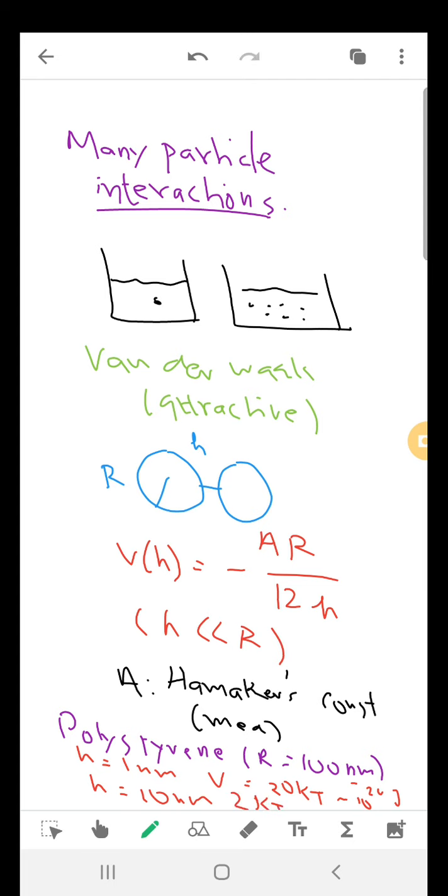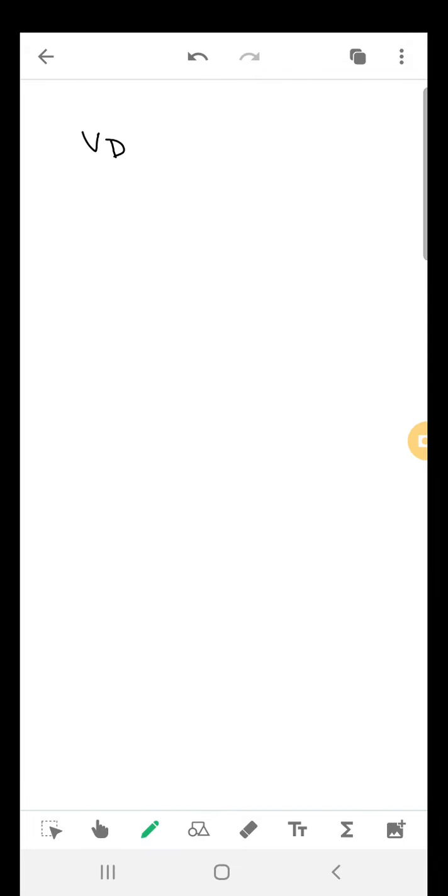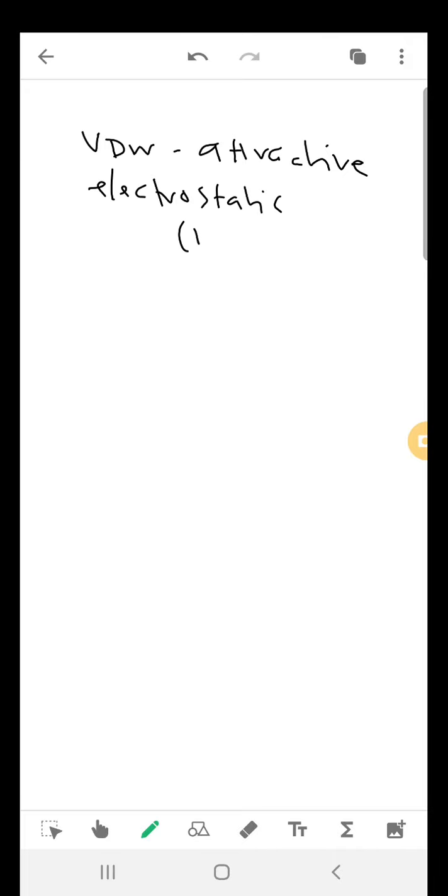and which is 1/10 of this value. Now, apart from this van der Waals interaction, there is electrostatic interaction as well, which is considered to be repulsive. So we have van der Waals interaction, let's call it VW, which is attractive, and electrostatic interaction, which is repulsive. So these interactions will compete among each other.